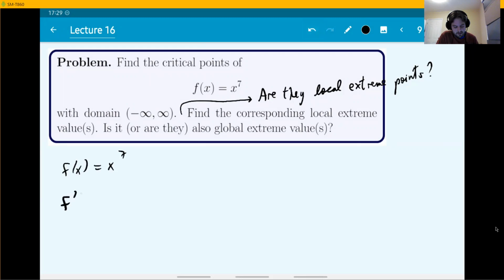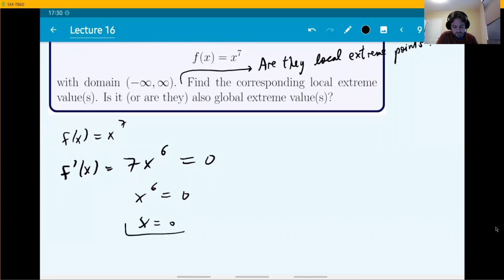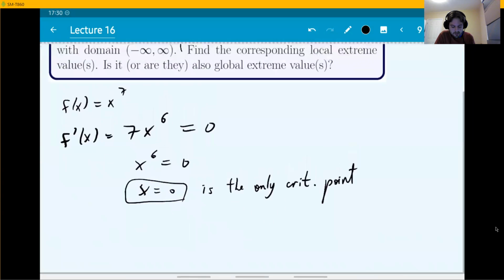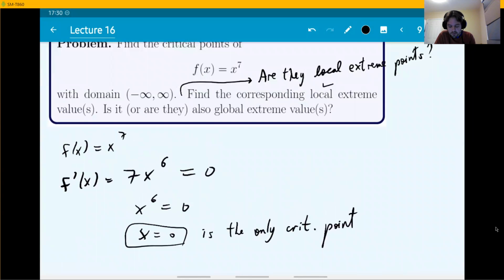That means f prime either is 0 or does not exist. F prime exists everywhere in this case, 7x to the 6. But where is it 0? Well, the solution to this equation is x to the 6 equals 0, or just x equals 0. So this is the only critical point. But now the next question is, are they also local extreme points?